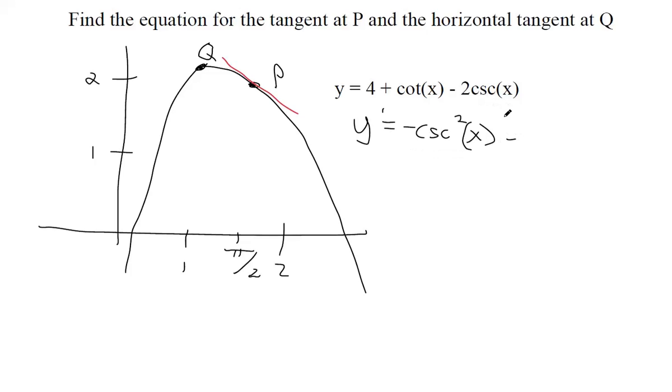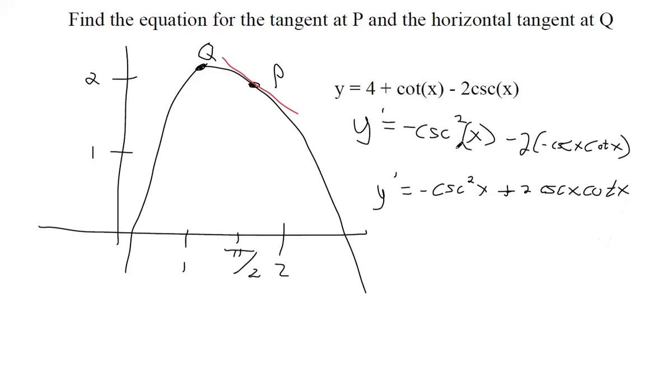And same thing over here. Every time I take a derivative of cosecant, I can say negative cosecant x cotangent x. Okay, every time I take a derivative of cosecant, I can replace it. And let me just clean up that derivative a little bit because of the negative signs over there. A negative times a negative makes a positive. So we got positive 2 cosecant x cotangent x.